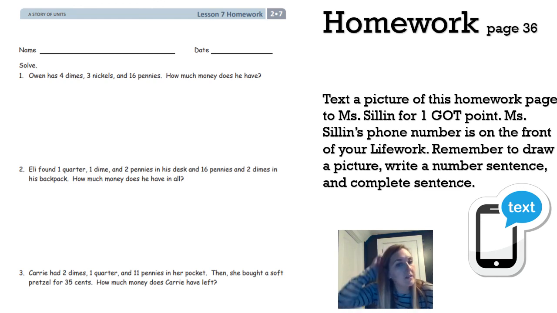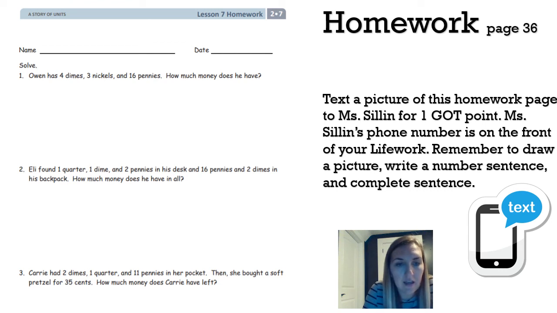Owen has 4 dimes, 3 nickels, and 16 pennies. How much money does he have? How much money does Owen have? Problem 2. Eli found 1 quarter, 1 dime, and 2 pennies in his desk, and 16 pennies and 2 dimes in his backpack. How much money does he have in all?